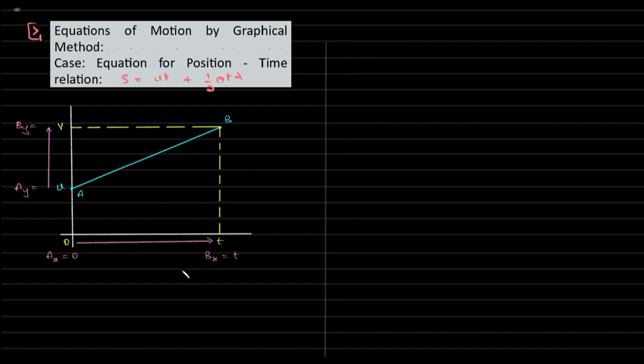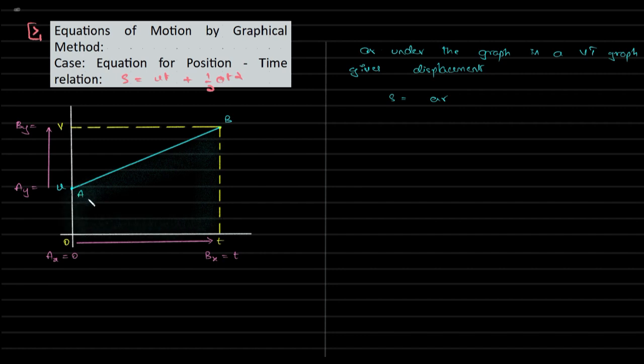How do you find s from a velocity time graph? S is nothing but displacement. So we learned before that the area under the graph in a velocity time graph gives displacement. So basically S is equal to the area of ABXO. Let me call this C and this D.